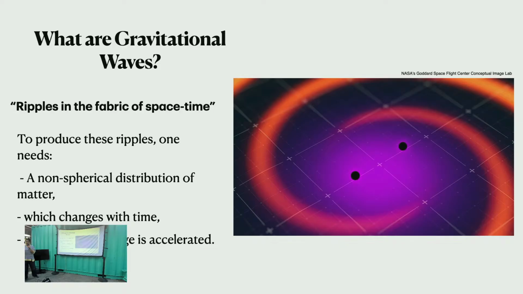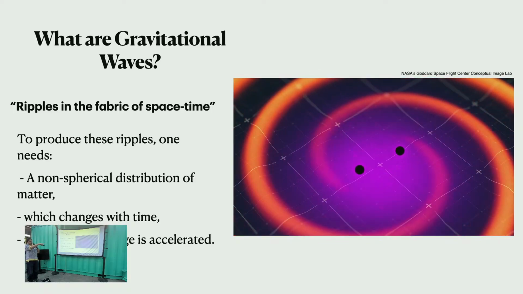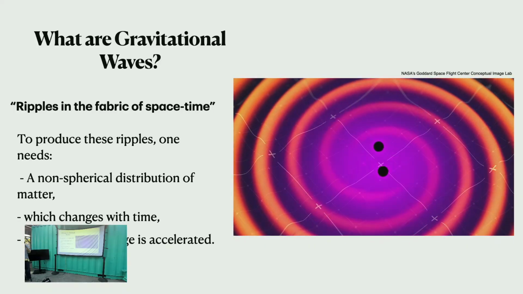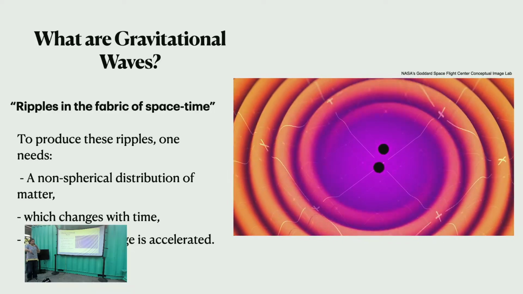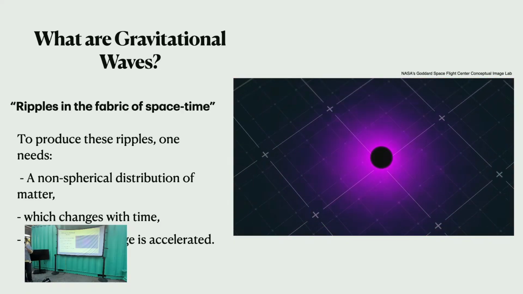To produce these ripples, you need a few things. You need a non-spherical distribution of matter that changes with time. So you have some sort of wobbly thing that's changing in time, but that change cannot be constant. So it cannot move with constant velocity, but it has to accelerate. And as an illustration, that's what's happening in this video. So you have these 2 black holes that are rotating about each other. If you consider the center of the system to be the point between them, that's an asymmetric or non-spherical distribution of matter. As they're going around each other, their velocity is changing. And that's accelerated because they're going around each other, so the direction is changing, and they're also speeding up. And that's what creates these ripples in space-time, which we saw as the yellow waves that went out.